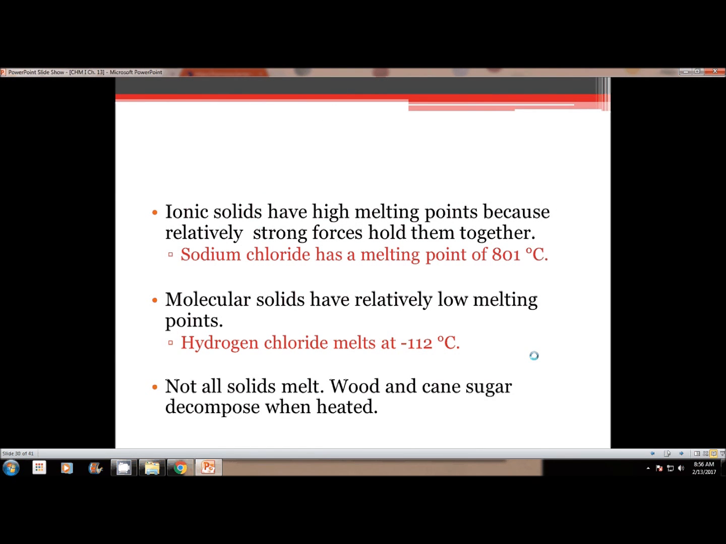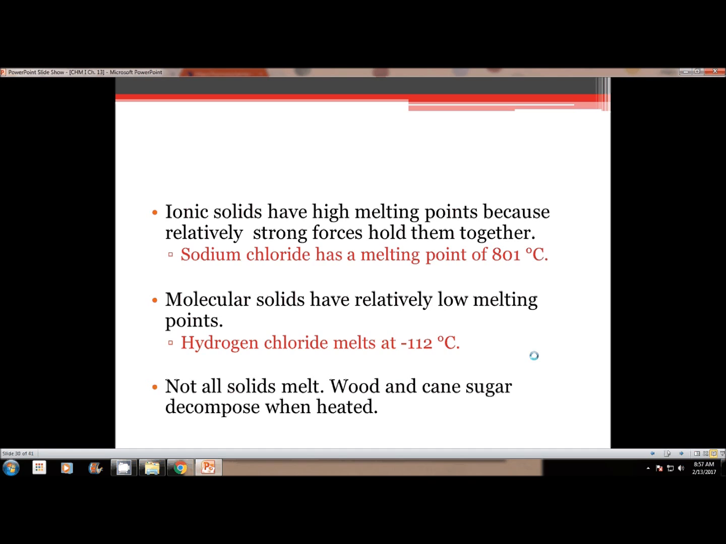Ionic solids have high melting points because of the relatively strong forces that hold them together. Sodium chloride, for example, has a melting point of 801 degrees Celsius. That's 700 degrees higher than water. No wonder it's usually a solid. Molecular solids have relatively low melting points, which is why they're not usually in solid form when we see them. We usually see them as gases instead.